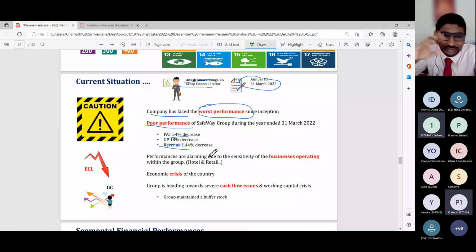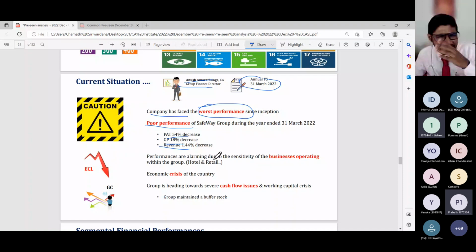Maybe they are giving a reason for that particular thing as well. So they are saying most of the business is coming from retail, right? Retail business. And as you are all aware, with the ongoing economic crisis, the retail industry is one of the main industries affected by inflation. The amount that we can spend on some items will be reduced. In that case, the retail industry, let's say supermarkets, will be badly affected.